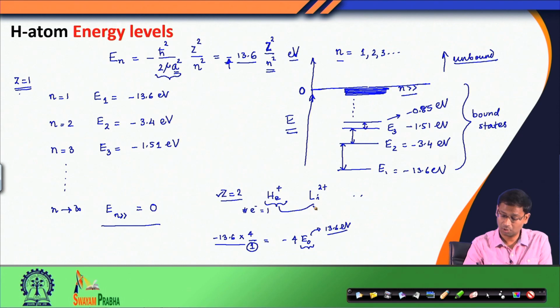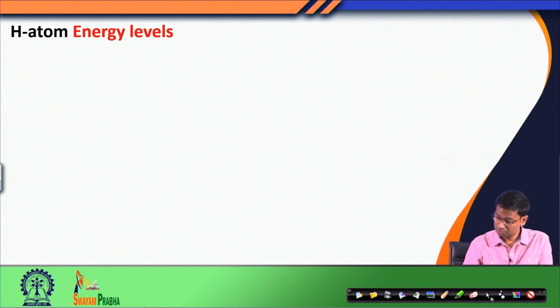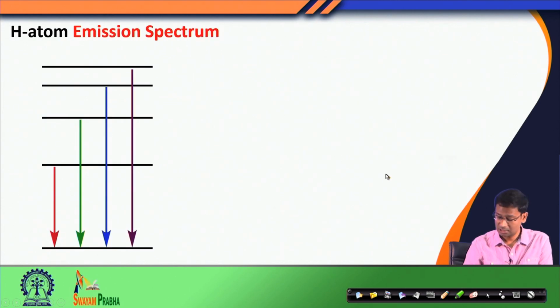So, these are called hydrogen-like systems. By that we mean that they have a nuclear charge of some value and one and only one electron going around the nucleus, just like the hydrogen atom. Now, since we have an idea about the hydrogen atom energy levels, we will now discuss the hydrogen atom's emission spectrum.